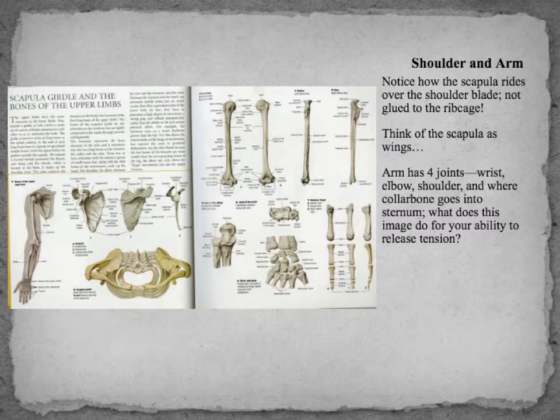Looking at the shoulder and arm, the scapula, the shoulder blade, is not glued to the rib cage. Look at that. You can see from this above view that it kind of glides on top of the rib cage. So think of your scapula as wings, okay? And think about your arm as having 4 joints. It's easy to think about the wrist and the elbow and the shoulder, but then also think about where the collarbone goes into the sternum, because that's part of it too, this joint right in here, okay?